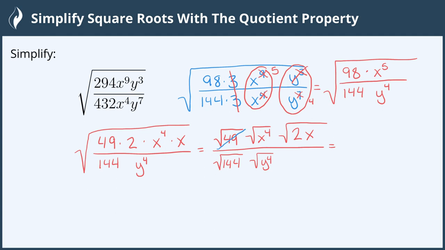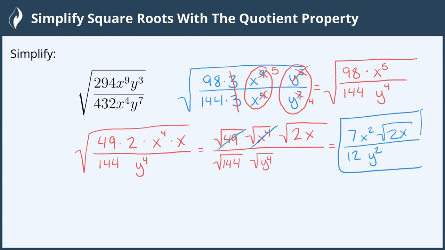The square root of 49 is 7. The square root of x to the fourth is x squared. The square root of 2x must remain inside the radical because it's not a perfect square. And then the square root of 144 is 12, and the square root of y to the fourth is y squared. We have now completely simplified this quotient inside the radical, and we're all done.